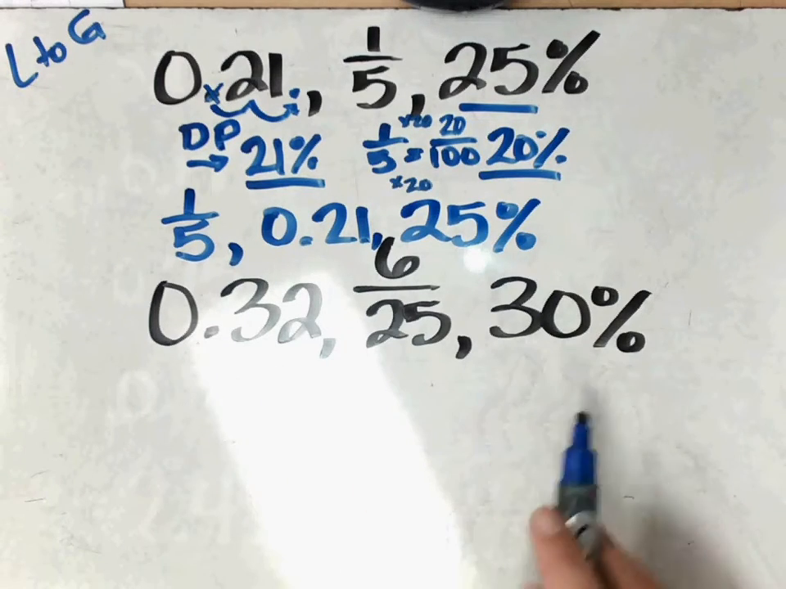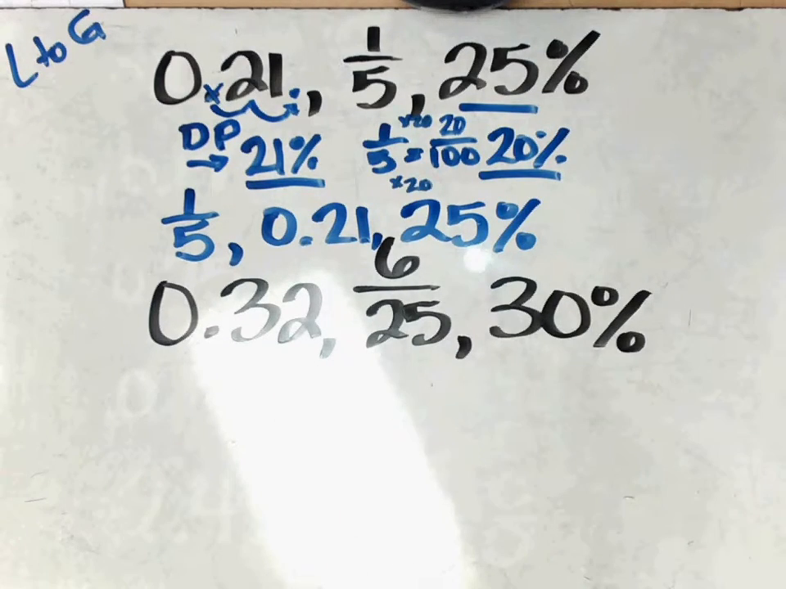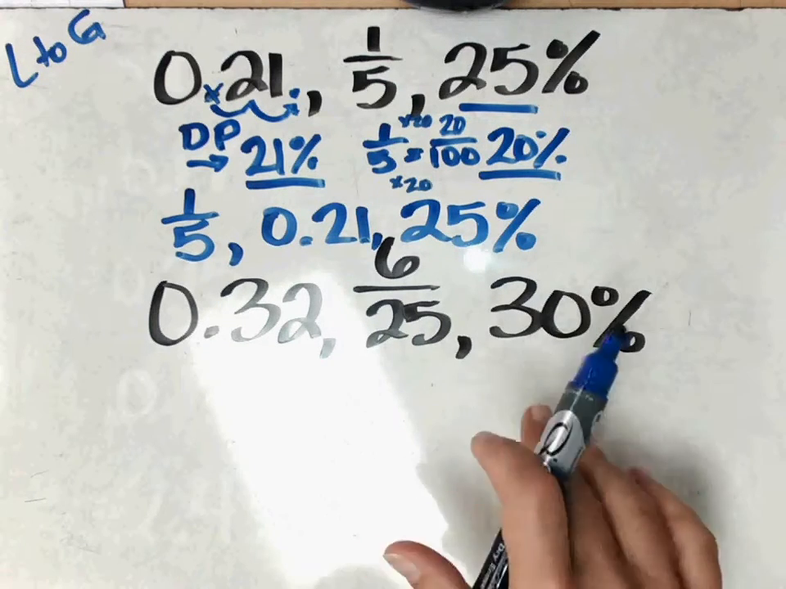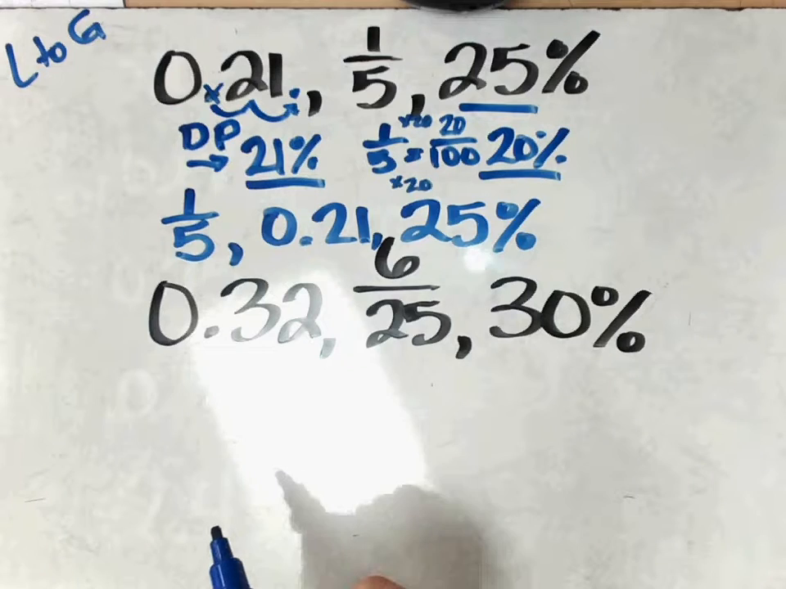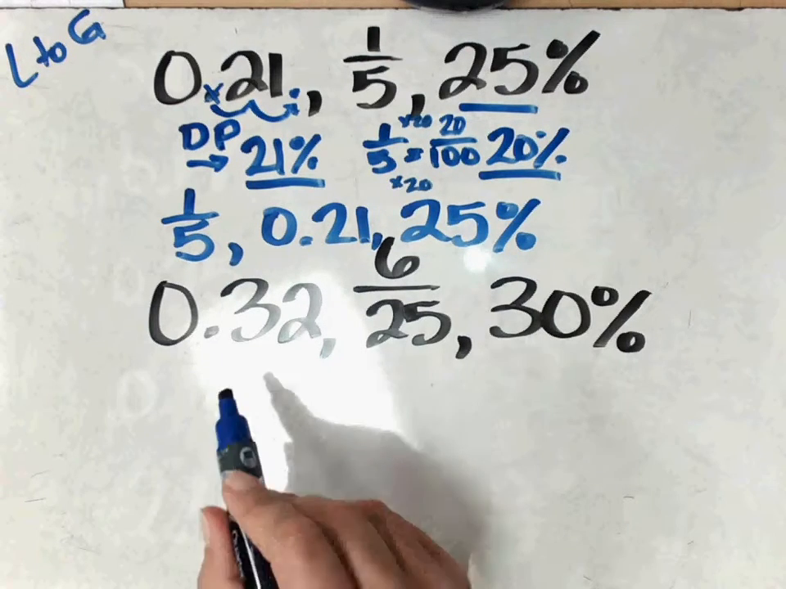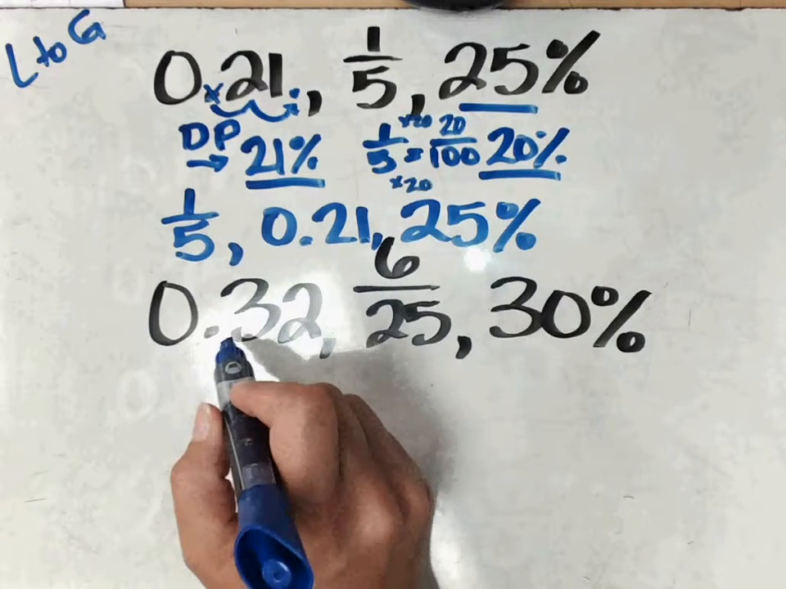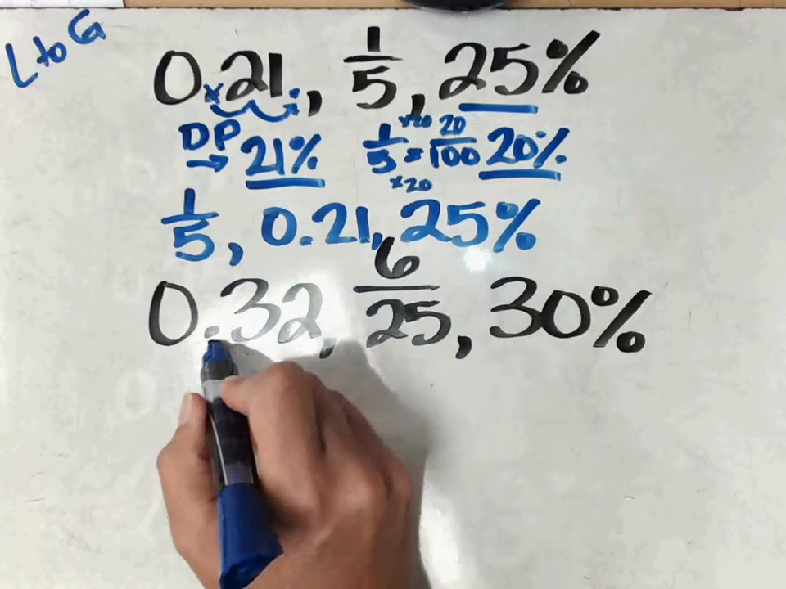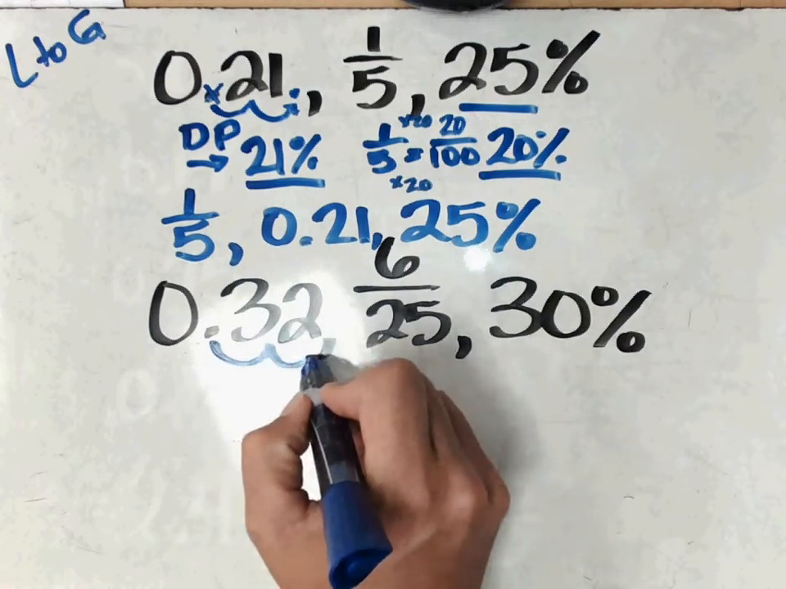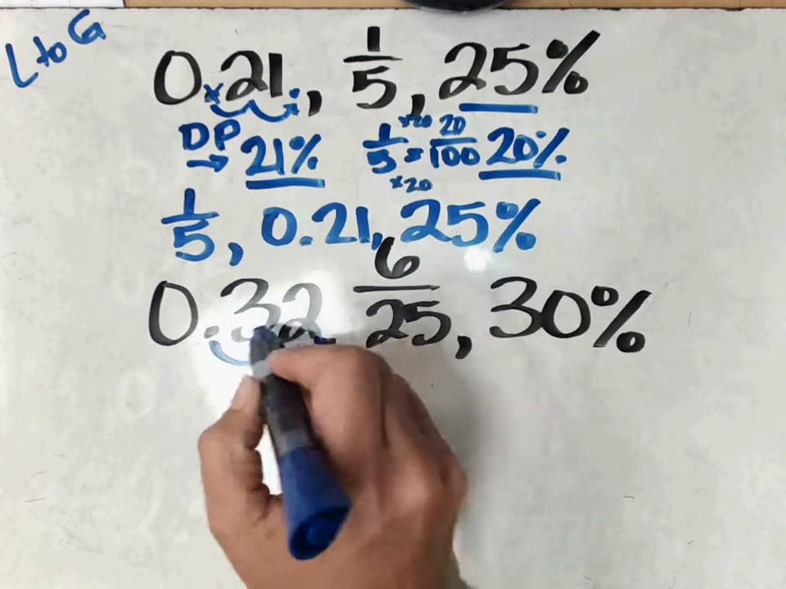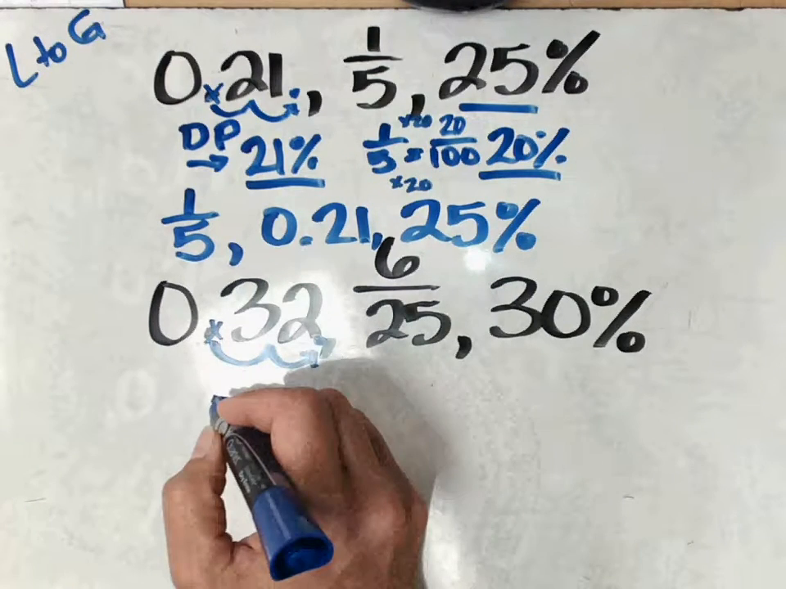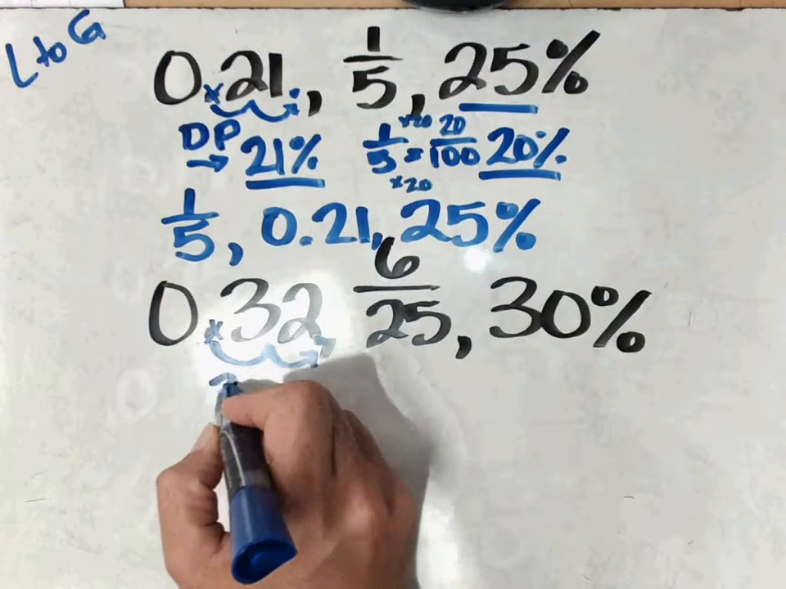So now we'll look at the second example. 32 hundredths, 6 25ths, and 30%. Again, I personally like to change them to percents because percents to me are the easiest ones to put in order. But if you would rather do decimals or fractions, that's up to you. You can change them to that as well. So I'm going to change to a percent again. So 0.32, D to P, decimal to percent, goes 2 places to the right. My decimal ends up there, which would be 32%.